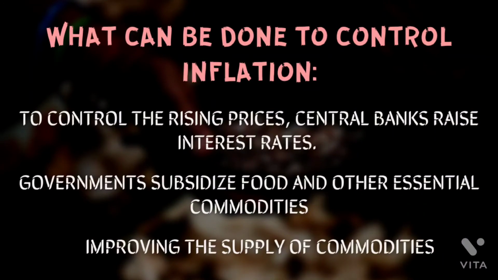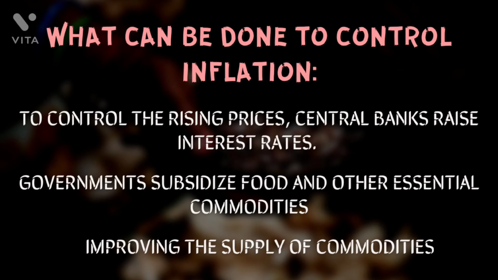Here are the steps that can be taken to control inflation. The first one is to control the rising prices. The central bank should raise interest rates. When the interest rates are raised, people and companies who took loans have to pay more interest and hence will have less money to spend on things. This results in reduced demand and hence the prices will come down. This is an important step to control inflation.